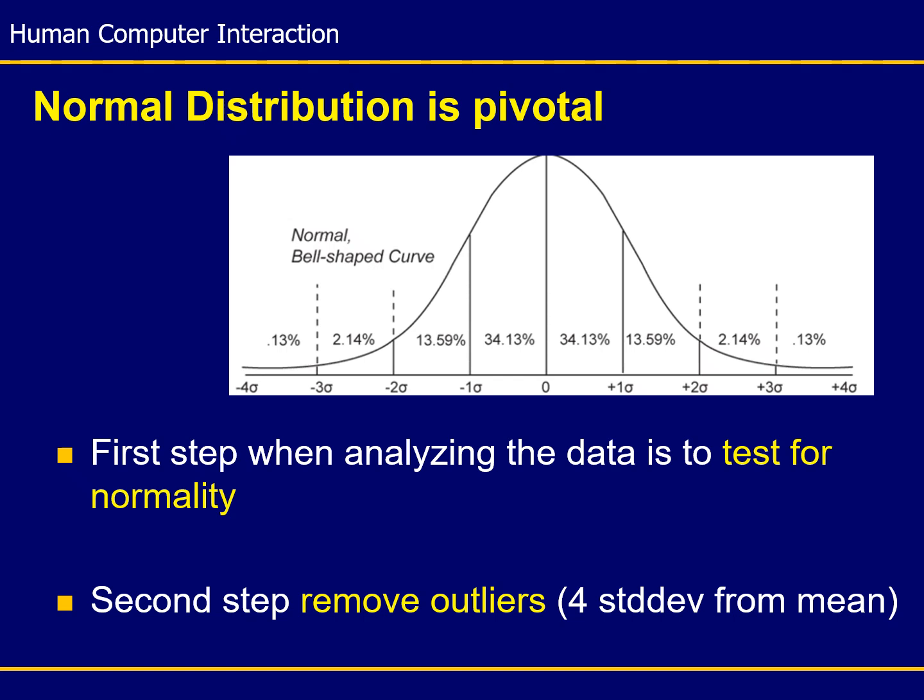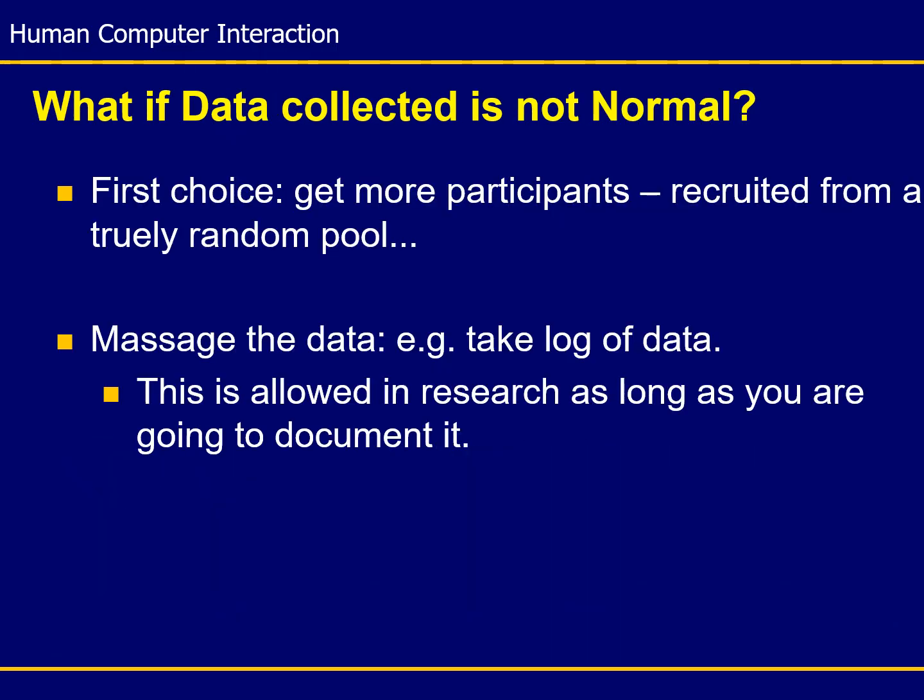Now, we will see why that's the issue. Before we do that, we have to understand, what if the data is not normally distributed? What if you collected some data and then you test for normality and the test fails? The test comes out telling you this is not normally distributed data. Okay? Your first choice should be get more participants.